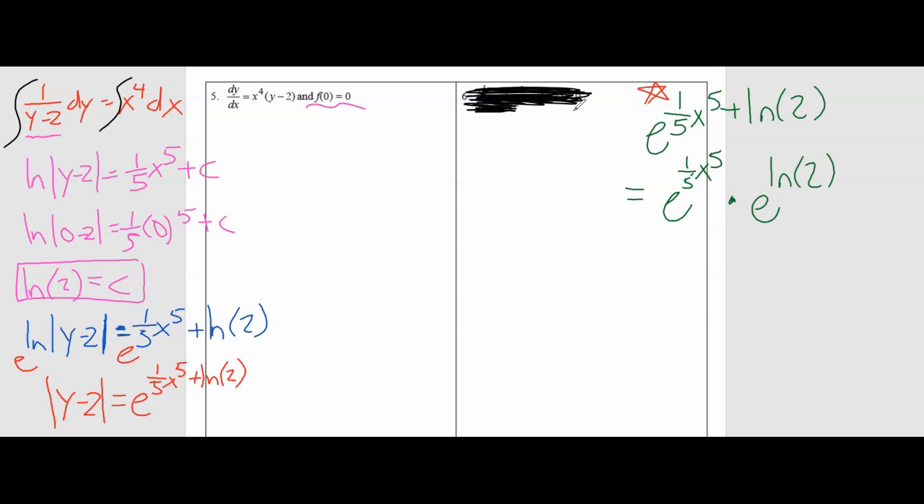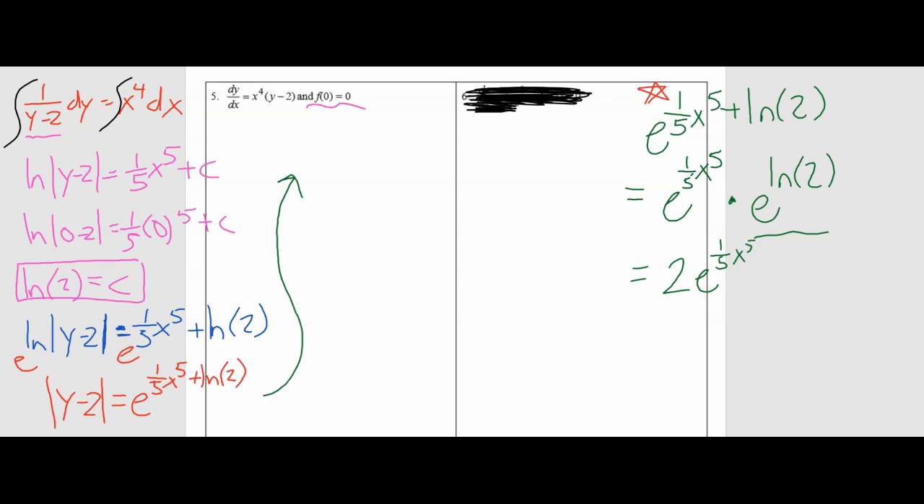Again, just exponent rules. If you think about going in reverse order, if I'm multiplying two expressions that have the same base, I would just add their exponents. So I could do the reverse process as well. This is nice because this quantity right here just becomes 2. So this simplifies to 2 times e to the power of 1/5 x to the power of 5. Just makes it a little nicer for you because we still have some more steps.